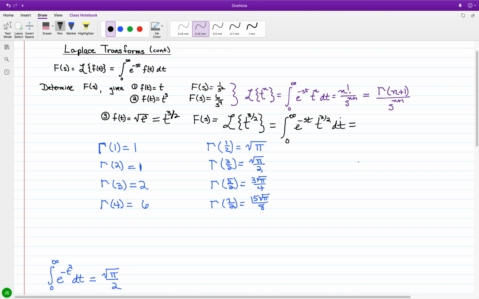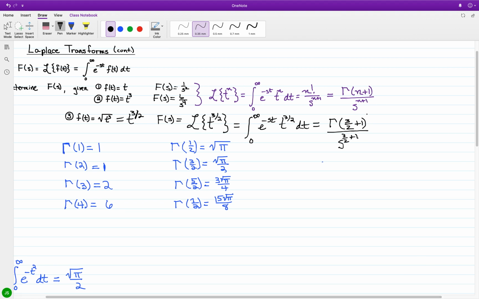And now factorials you can only truly work with natural numbers, but we can apply the gamma function. So we have with n at 3/2, the gamma of 3/2 plus 1, and for s to the n plus 1 we have s to the 3/2 plus 1. So we're going to have gamma 5/2 over s to the 5/2.